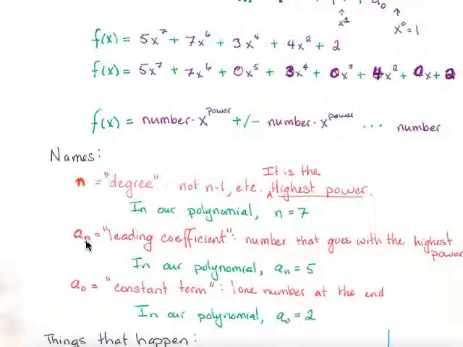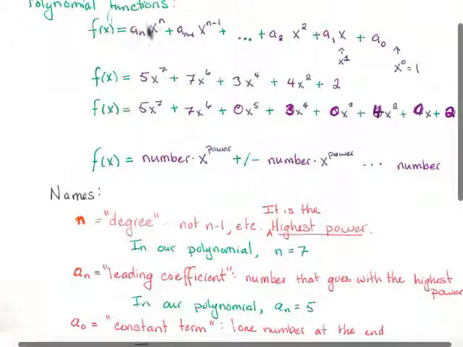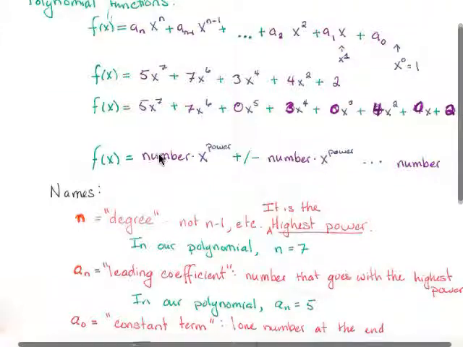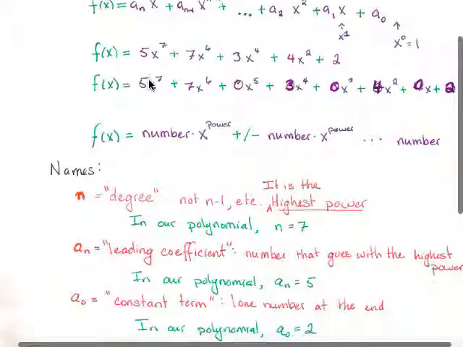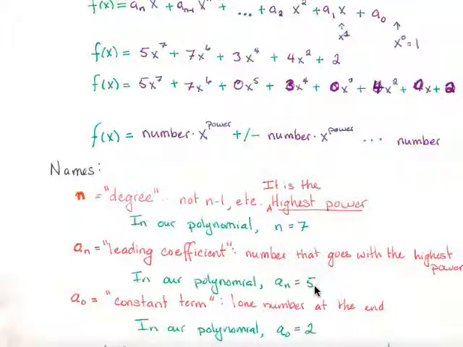All right, the next one, a sub n, is called the leading coefficient. Now remember, coefficient is just the number in front of a variable. And in this case, the leading coefficient is the number that's next to the highest power x. So in our function, the highest power was x to the 7th, and the coefficient that goes with that is 5. So we could say a sub n equals 5, or the leading coefficient is 5.